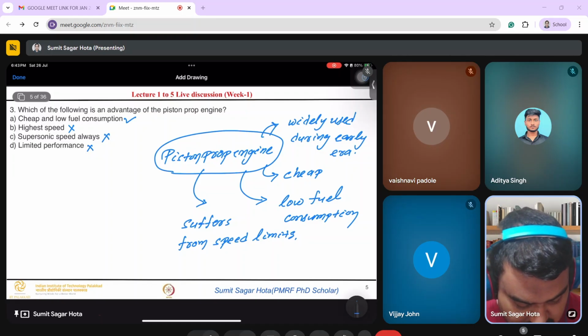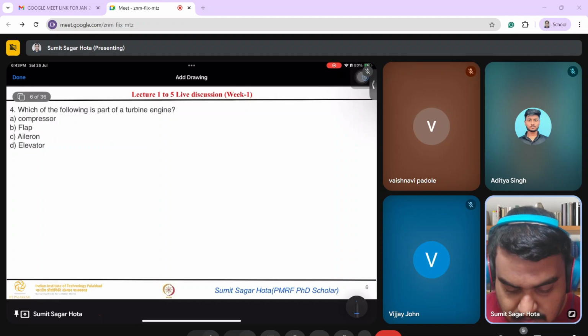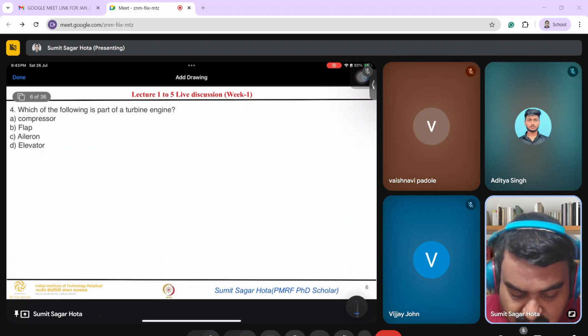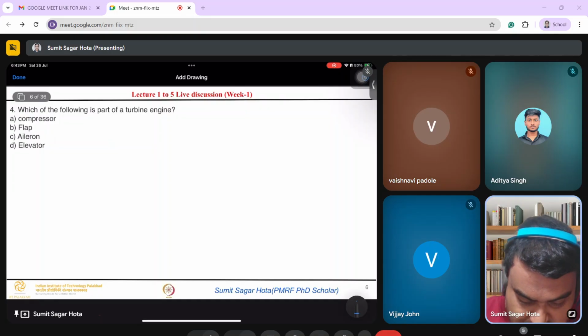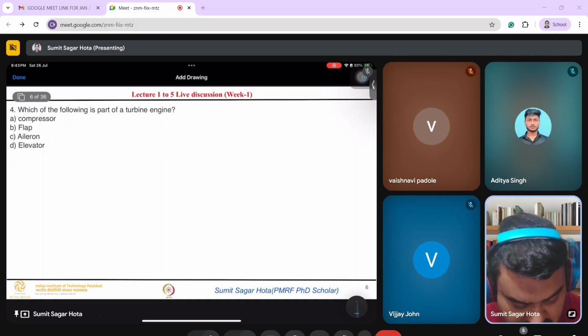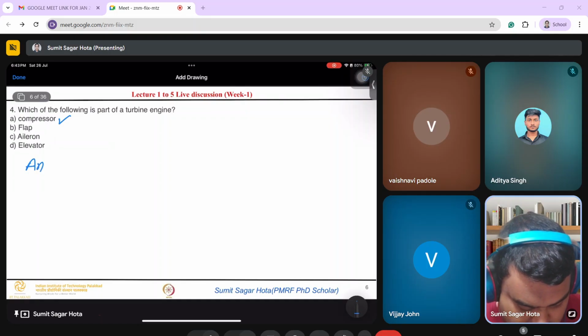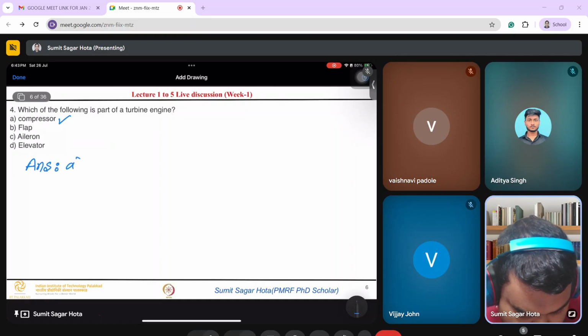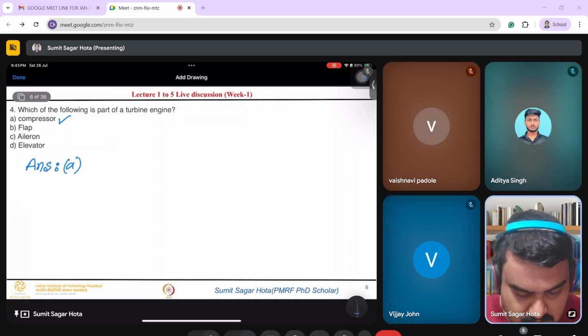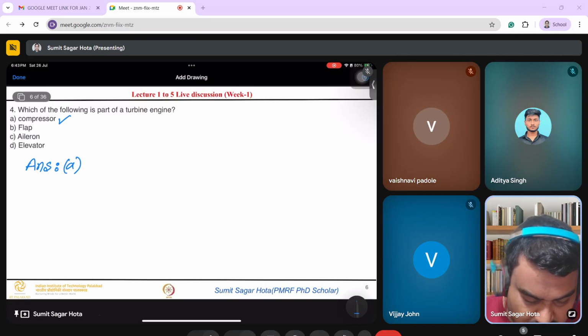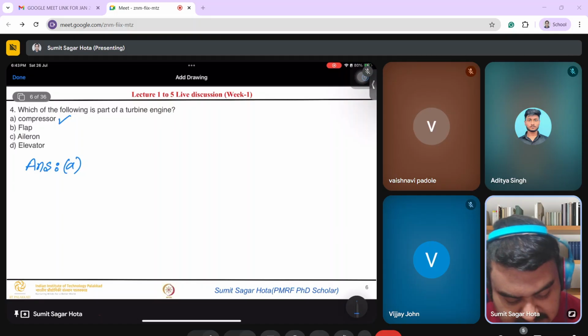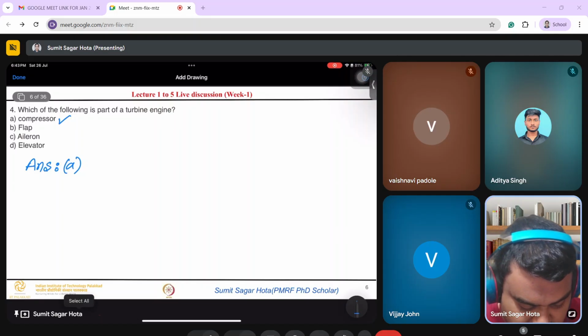Let's go to the next one. Which of the following is part of a turbine engine? It's a very simple question. The compressor is a part of a turbine engine. But in this question some other options are also there. We should also go through what these things correspond to.